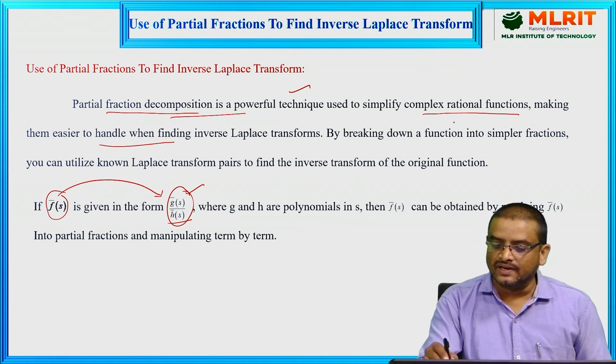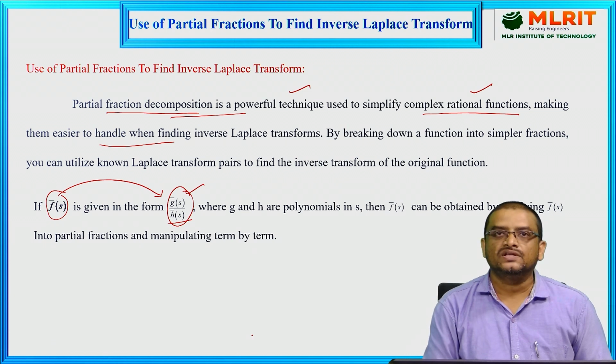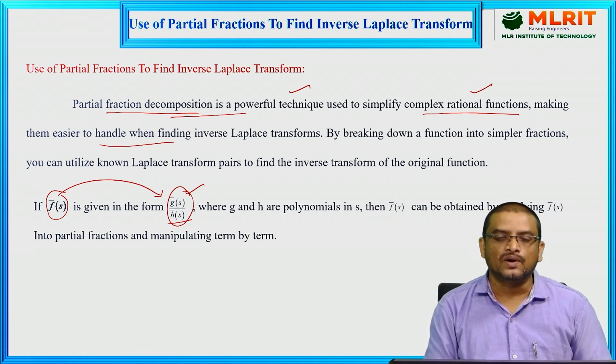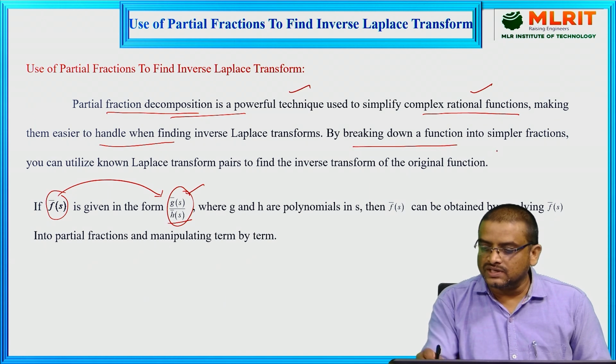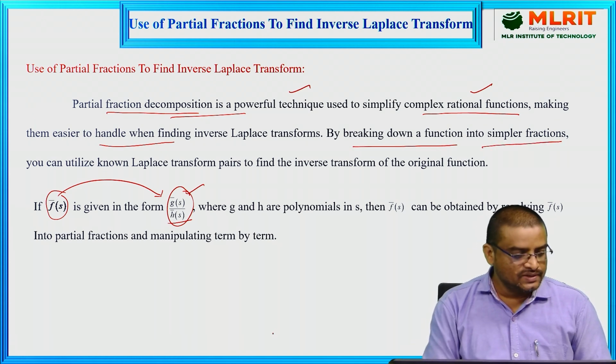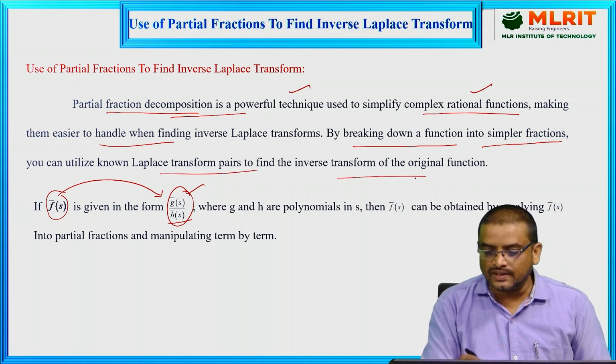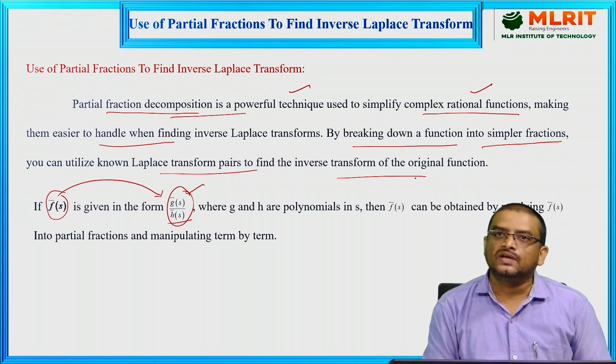Whenever the given function is in the form g bar of s by h bar of s, or a rational function, then in order to find the inverse Laplace transform, we will convert that rational function into simpler functions that are easier to handle. By breaking down a function into simpler fractions, you can utilize known Laplace transform formulas to apply the inverse Laplace transform to the given function. That is the main use of partial fractions here.